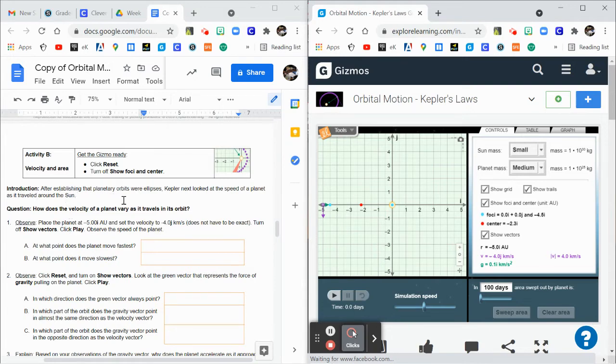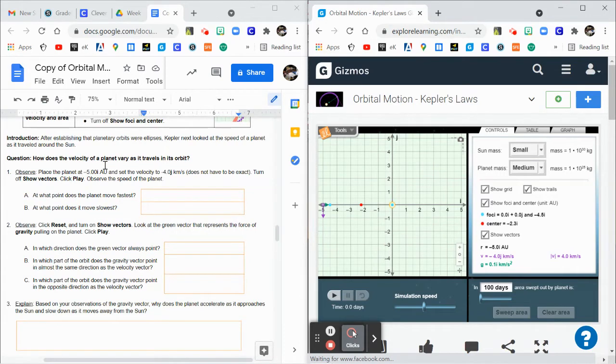Introduction. After establishing the planetary orbits were ellipses, Kepler next looked at the speed of a planet as it traveled around the sun. How does the velocity of a planet vary as it travels in its orbit? Place the planet at 5. There it is. It's at 5. And set the velocity to 4. It's already at 4. Okay. Turn on the show vectors. Show vectors are already there. Click play and observe the speed of the planet.